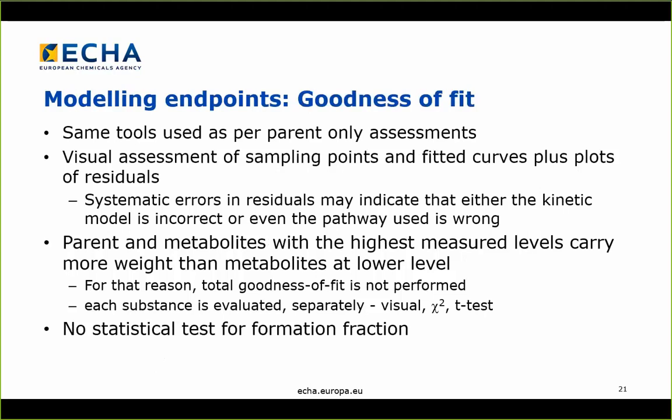Parent and metabolites with the highest measured levels will carry more weight than metabolites at lower levels. For that reason, we don't calculate a single total goodness of fit. We don't calculate a single chi-squared value for our entire system. Each substance is evaluated separately. So we do a separate visual assessment, chi-squared, and t-test on each substance in our degradation scheme. Otherwise it would be biased by probably the parent and the largest metabolites.